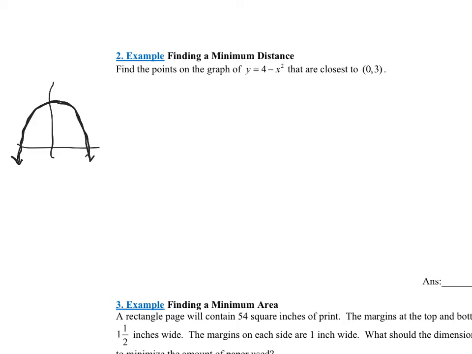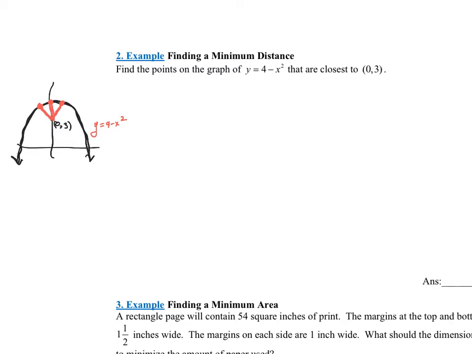Here's the point 0, 3. Right here would be the point 0, 3. And the idea is we want to find wherever the point is on this function, the function being y equals 4 minus x squared, which point on the graph is closest to this point. Now, because of the symmetry, my guess is if we find one point, we're actually going to be finding 2 points because it's equal distance on the right side of the y-axis as it is on the left side of the y-axis. Heck, there might be 1 point if it's just that point right there, but we'll see.